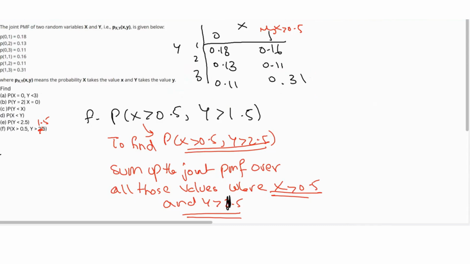If we do y is greater than 1.5, y is either 2 or 3. So in this case, we're summing up the joint PMF for those values where y is greater than 1.5 and x is greater than 0.5, which is this part. So then this is just going to be 0.11 plus 0.31. In this way, we can find any probability using the joint PMF by summing up the joint PMF over those values of x and y.